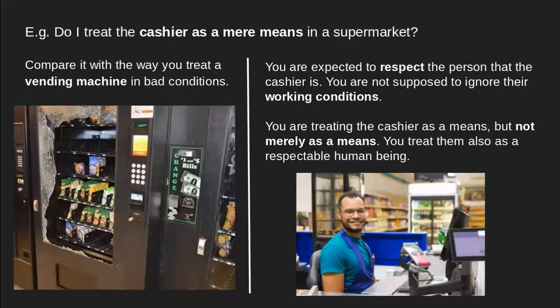You're treating that person as a respectable human being. So for instance, like in the vending machine example, if the cashier were to get stuck at some point, you're not supposed to curse at the person or hit the person or anything like that. You're supposed to treat them as also a respectable human being at the same time. So treating someone as a mere means incorporates the idea that you can treat them as a means only if at the same time you're always treating them also as a respectable human being in this example.